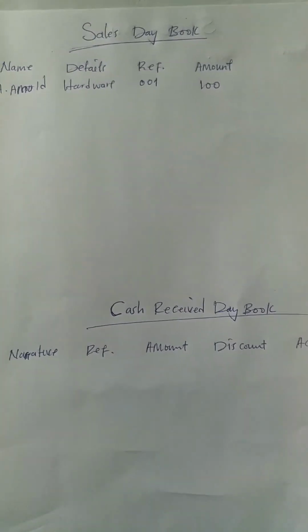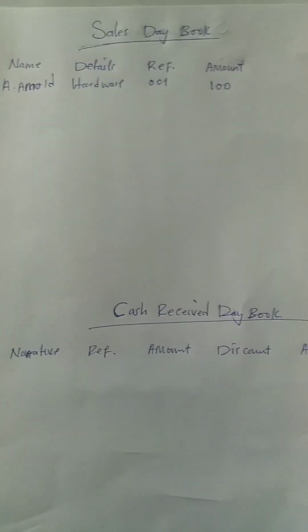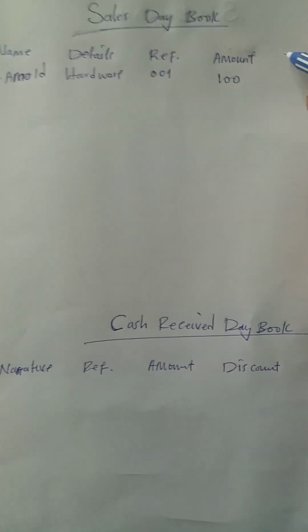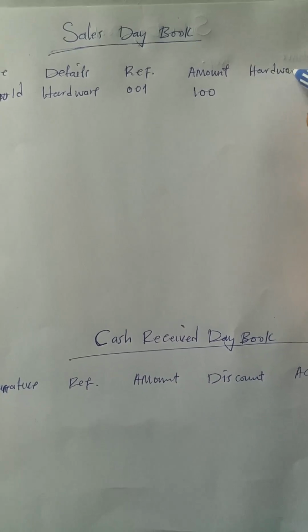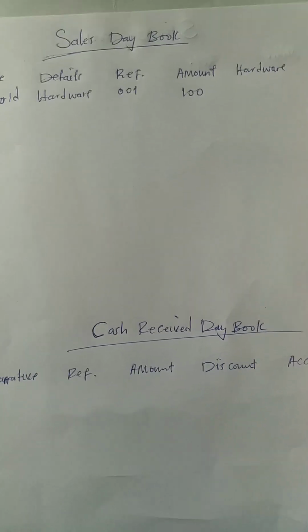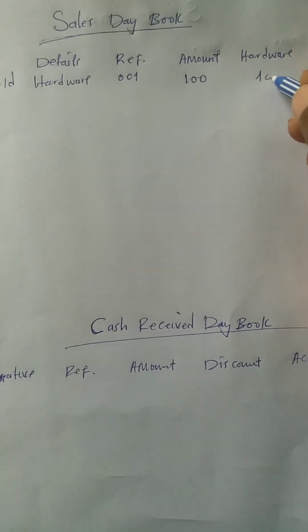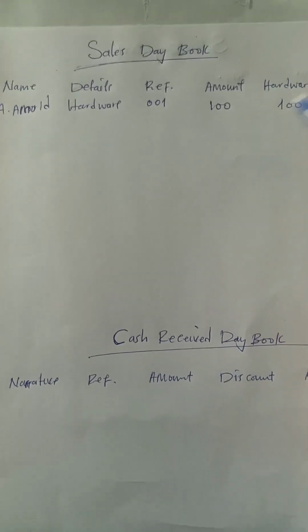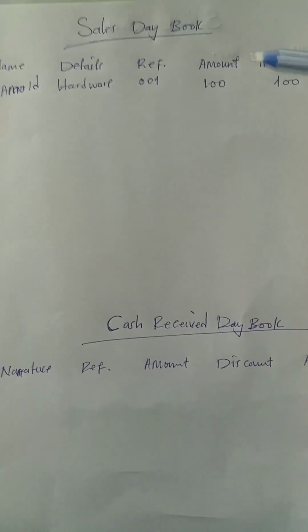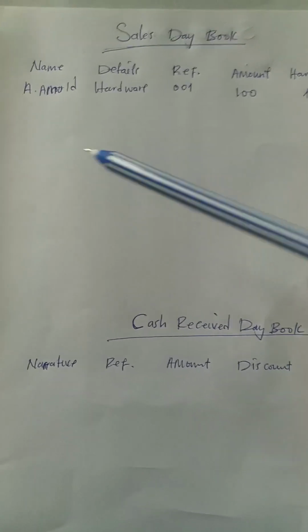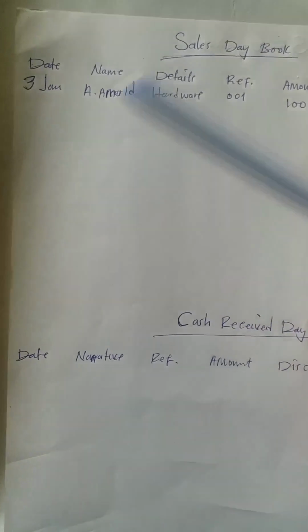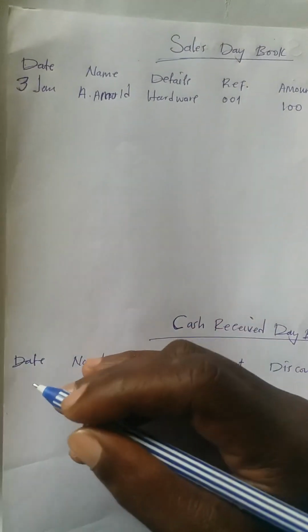Then to further analyze your sales, we have a column for hardware. So hardware also has 100 kwacha appearing, so that we know how much we sold for hardware. But usually the important part ends just here: recording how much you sold, to whom, and on what date. That's the sales day book.